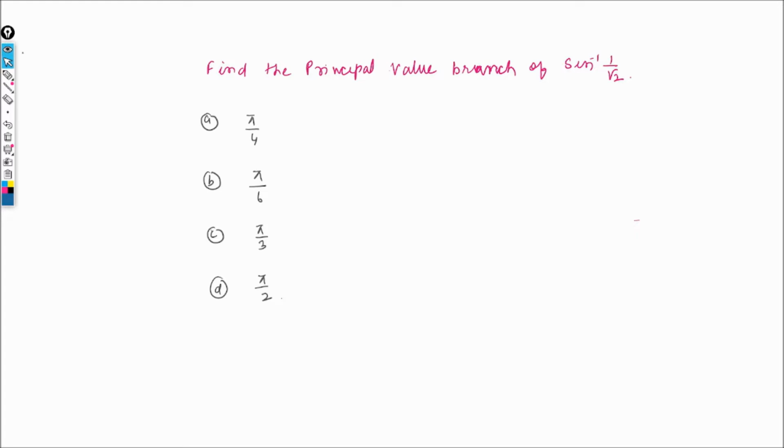So let us understand the first question. Find the principal value branch of sine inverse 1 upon root 2. Let us consider sine inverse 1 upon root 2 is equal to x. So this implies 1 upon root 2 is equal to sine x. 1 upon root 2 is sine pi by 4. So this is equal to sine x.